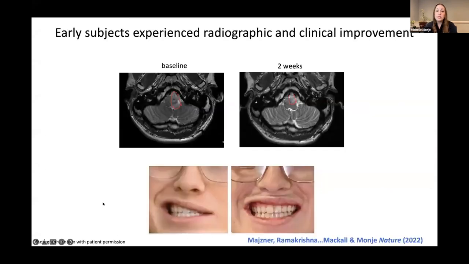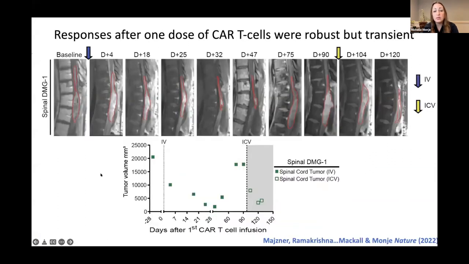In our early clinical work, we found, really excitingly for a disease that has no therapeutic options, that subjects experienced both radiographic tumor shrinkage as well as really encouraging clinical improvement. We saw that not only in the brainstem, but also in the spinal cord. And so that was the first time in my career I've been able to give good news to a patient. But it didn't last. These responses were robust but transient after a single dose of CAR T cells.